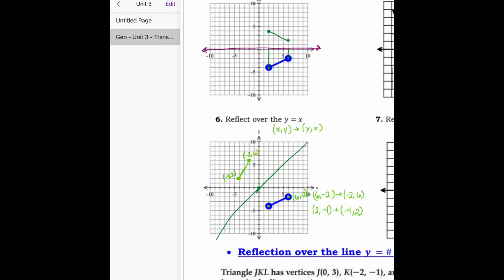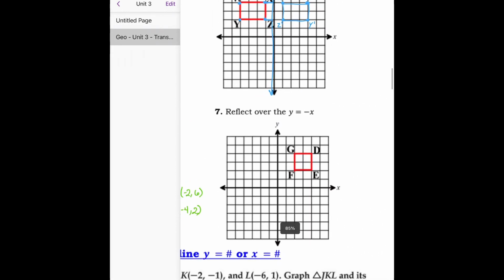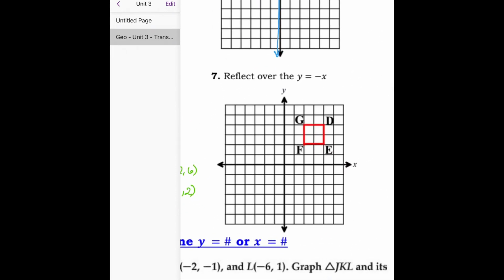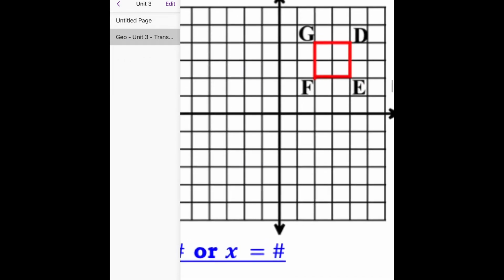Ta-da! And last one, reflecting over y equals -x. So y equals -x is that same line, but going the opposite way, like this.